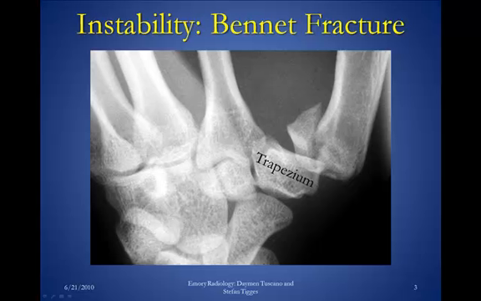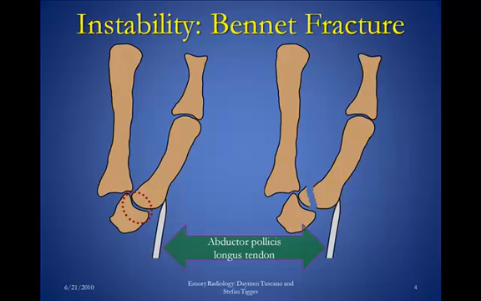Let's start off by talking about instability. This particular fracture here is known as a Bennett fracture, and I've labeled the trapezium there, and you can see that there's a fracture going through the thumb metacarpal, and that has resulted in subluxation of the larger fracture fragment in a radial direction. Not every single fracture that extends into a joint demonstrates instability like this, but this is a very classic example of a fracture that goes into a joint with resultant instability.